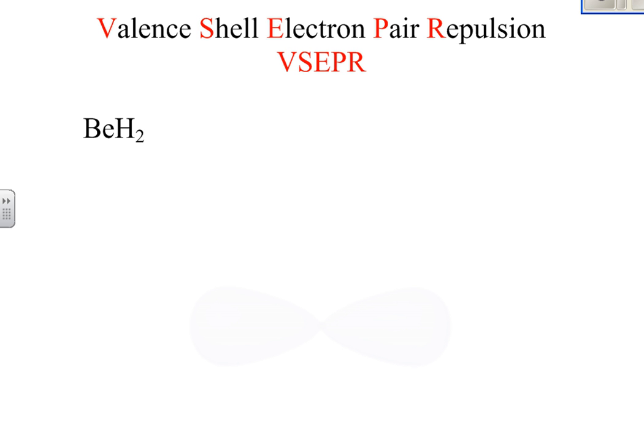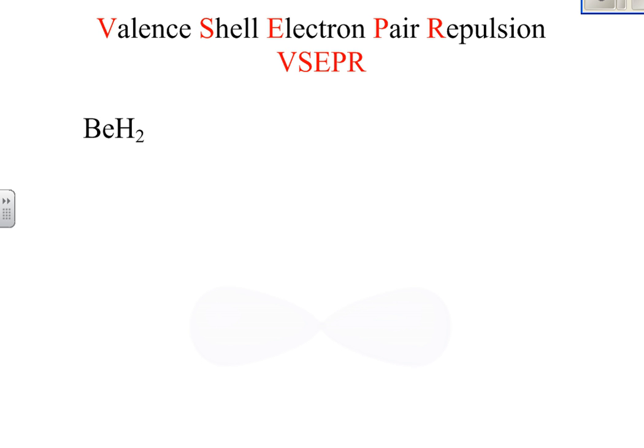Let's go through the basics of valence shell electron pair repulsion, or VSEPR. The idea here is that if you take a look at the central atom and you look at the groups of electrons around the central atom, due to the repulsion of the groups of electrons, you can use that repulsion to determine the shape of the molecule or predict the shape of the molecule.